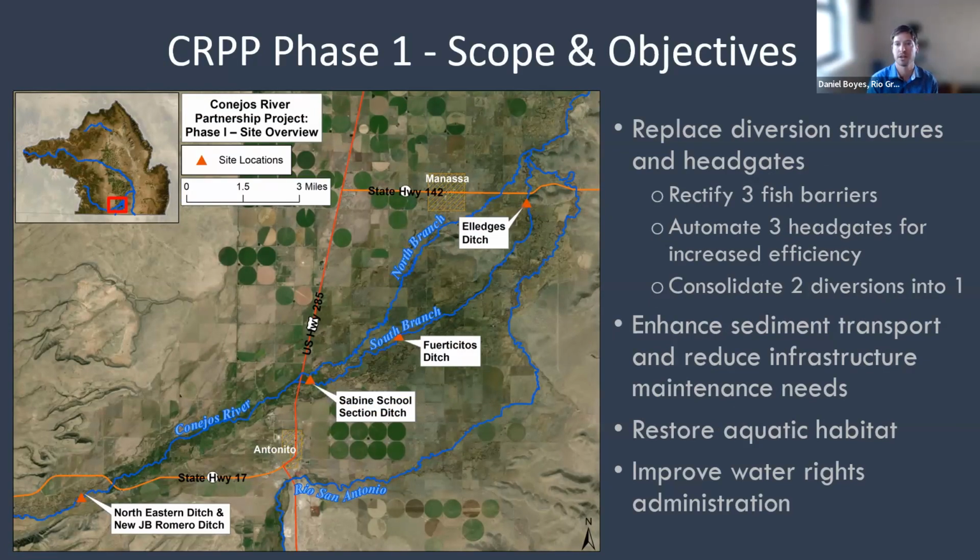And the objectives of the project were to replace the diversion structures and head gates associated with all of these ditches, and in doing so, rectify 3 fish barriers. So create fish passage where there wasn't before. Automate 3 head gates for increased efficiency. Consolidate 2 of the diversions into 1 diversion structure, and that's the Northeastern Ditch and J.B. Romero. And then additionally, enhance sediment transport at these site locations and reduce infrastructure maintenance needs for water users. Restore aquatic habitat and improve water rights administration.